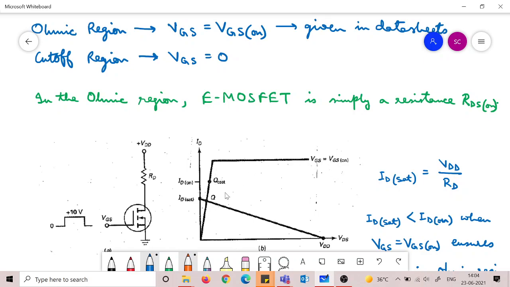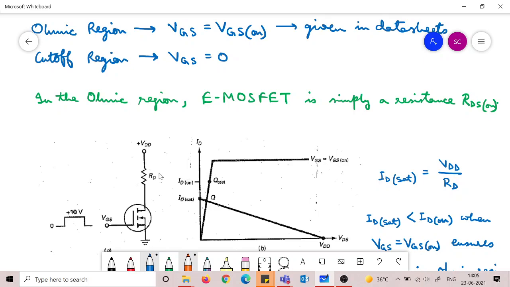For that another point is mentioned in the data sheets along with VGS on. This is the point called Q test. This is a particular point in the saturation region of the output characteristics for the VGS equals VGS on curve. So this Q test point is there, and for that you will have some ID on. You can see here some ID on you can have.